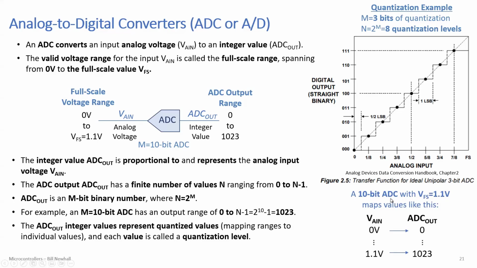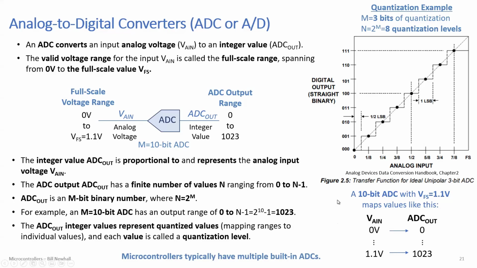So a 10-bit ADC with a full scale range of 1.1 volts would map values like this. So in the range of 0 to 1.1 volts, that range would map to 0 to 1023. Okay, and usually linearly, it's not really linear, but in this linear fashion like it's shown here. And microcontrollers like the one you're using typically have multiple built-in analog to digital converters.